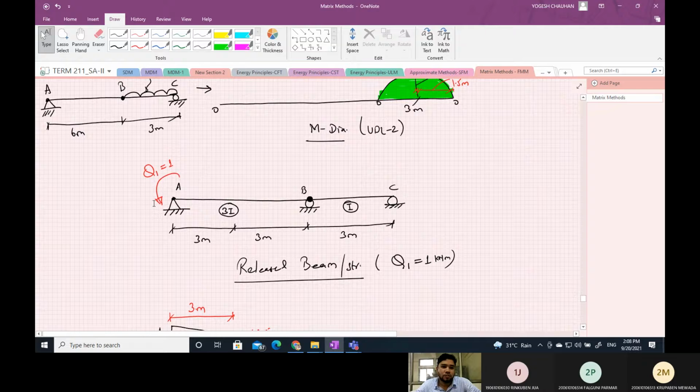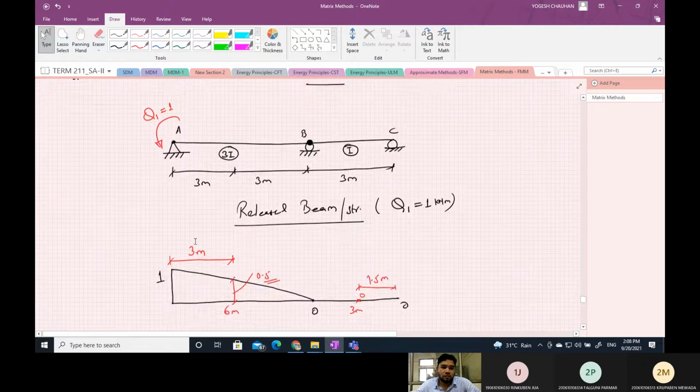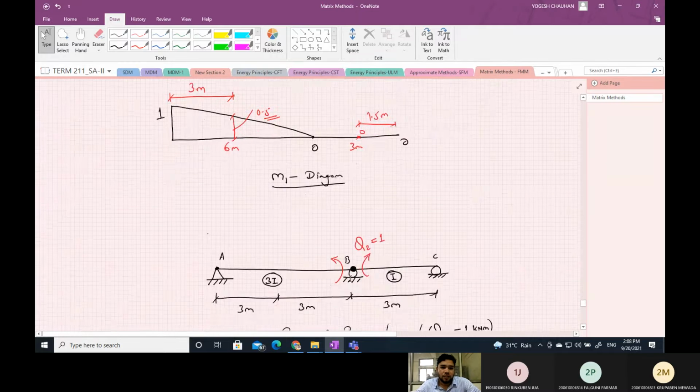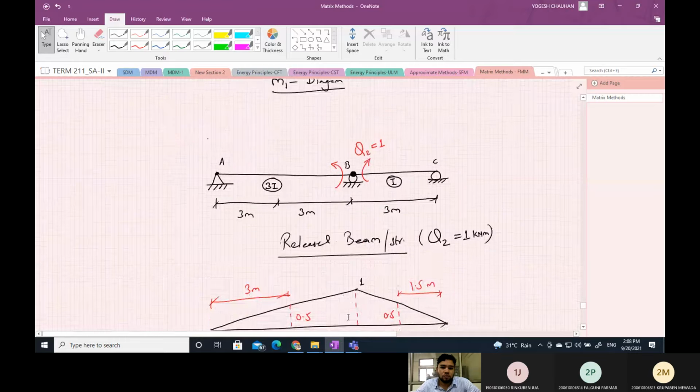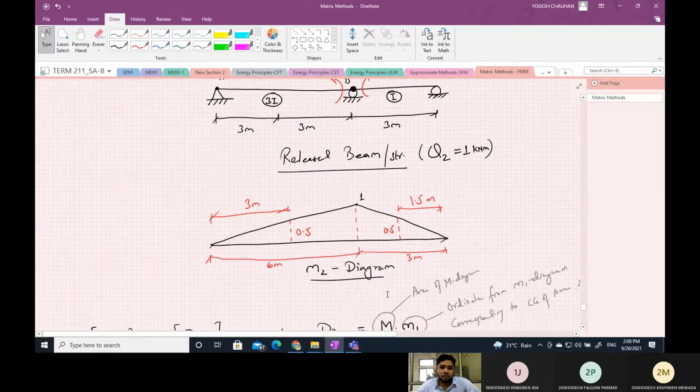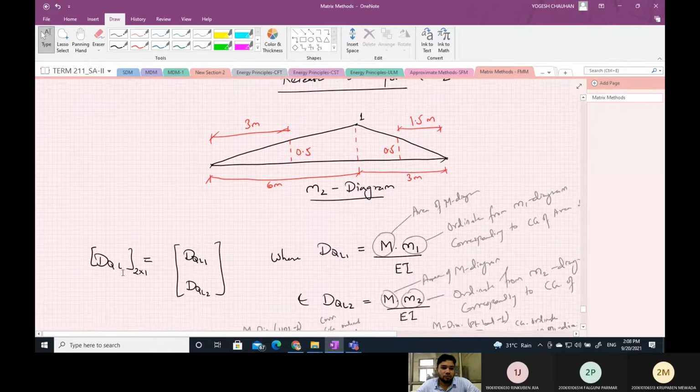Then we apply the unit values of the redundant. Let us say Q1 is equal to 1. The corresponding bending moment diagram will be this one, and here there is an internal hinge, so it will be 0 here. Then we apply Q2 equal to 1. The bending moment diagram will have value 1 at B and 0 at A and C. So this is your small m2 diagram.